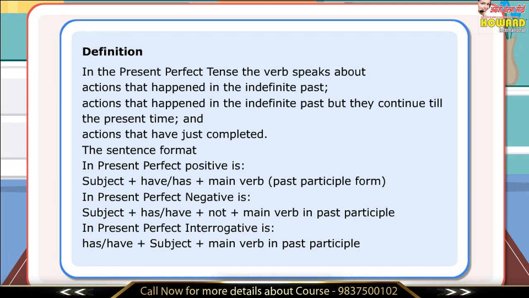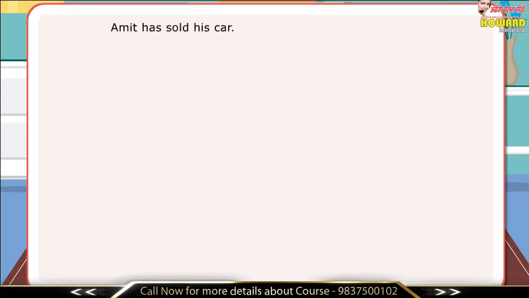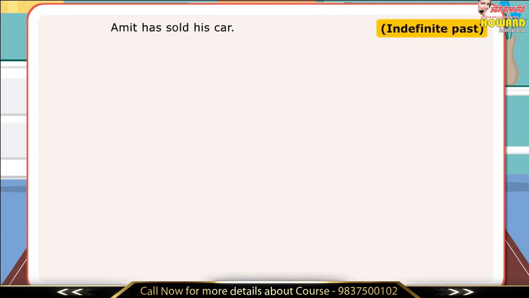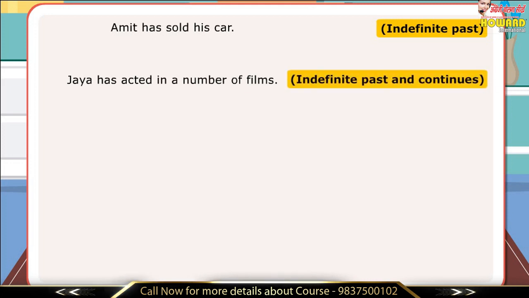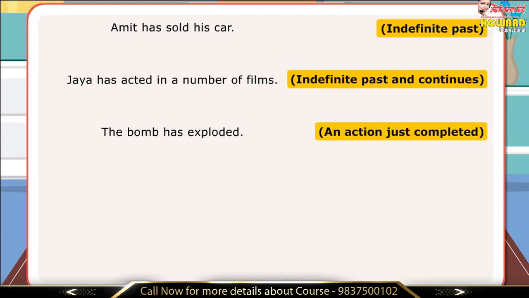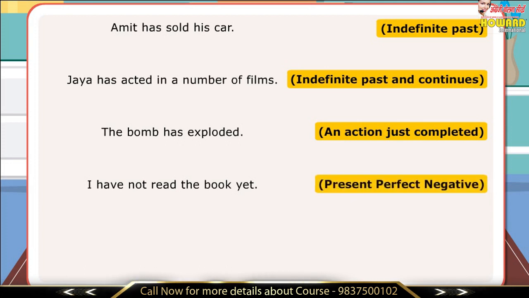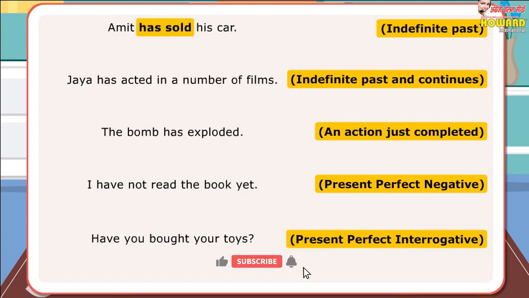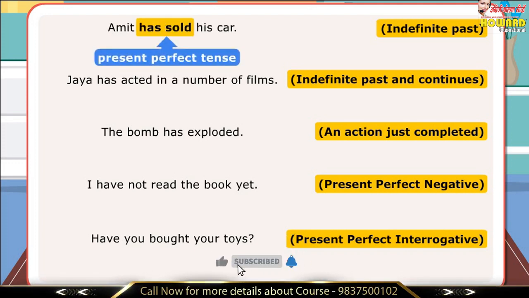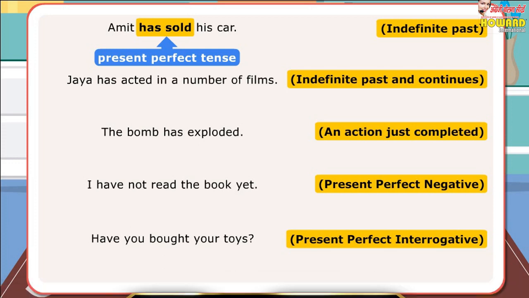Let us look at a few sentences. Amit has sold his car. Indefinite past. Jaya has acted in a number of films. Indefinite past and continues. The bomb has exploded. An action just completed. I have not read the book yet. Present perfect negative. Have you bought your toys? Present perfect interrogative.